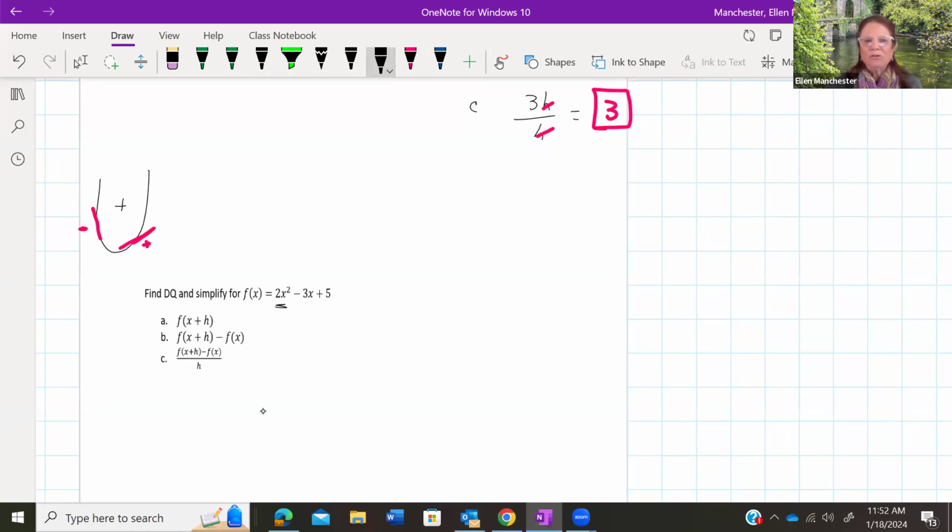So this is where we use our difference quotient. So same exact thing. We take out our x. A says take out our x and plug in x plus h.